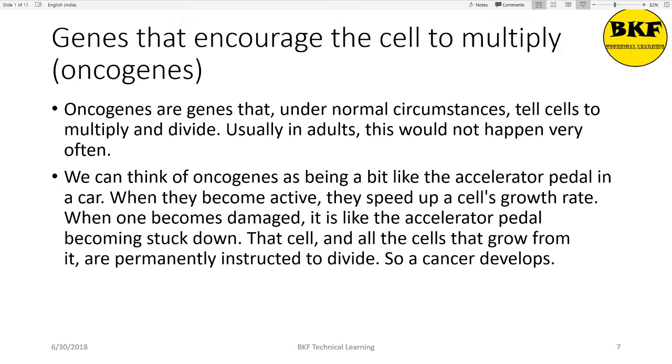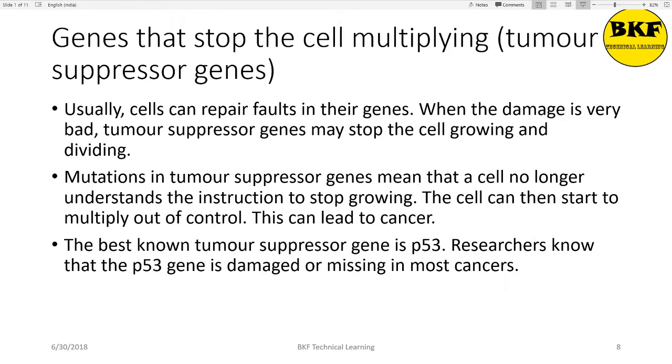Oncogenes are genes that, under normal circumstances, tell cells to multiply and divide. Usually in adults, this would not happen very often. We can think of oncogenes as being a bit like the accelerator pedal in a car. When they become active, they speed up a cell's growth rate. When one becomes damaged, it is like the accelerator pedal becoming stuck down. That cell, and all the cells that grow from it, are permanently instructed to divide. So cancer develops. Genes that stop the cell multiplying, or tumor suppressor genes.